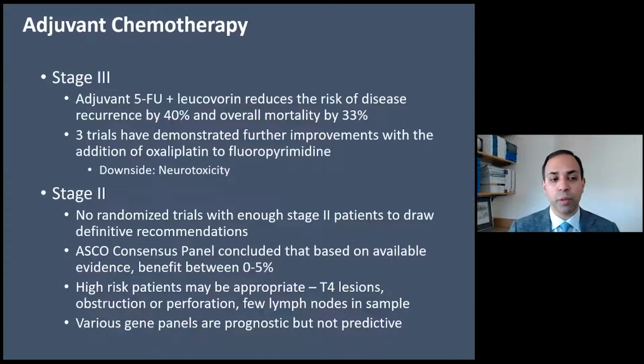There have also been a number of various gene panels that have been studied to try to delineate risk in this setting. These gene panels have been found to be prognostic. They have been shown to identify those patients with a higher risk of recurrence. They have not been shown to be predictive to identify those patients who derive a greater benefit from adjuvant chemotherapy. As such, they are generally not recommended for decision-making in this setting.